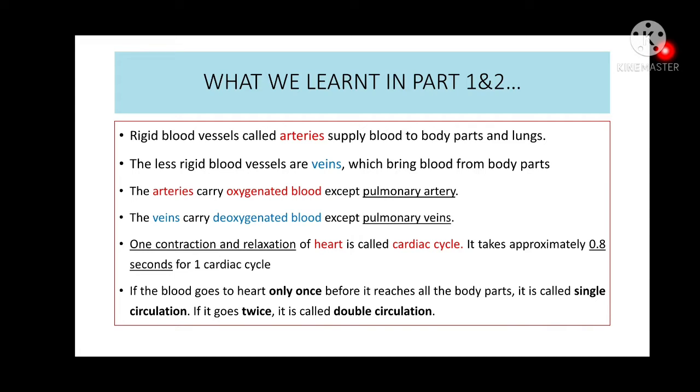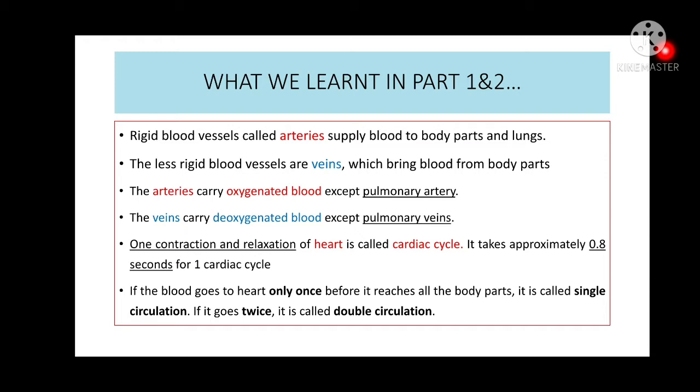Rigid blood vessels called arteries supply blood to body parts and lungs. The less rigid blood vessels are veins, which bring blood from body parts. The arteries carry oxygenated blood except the pulmonary artery. The veins carry deoxygenated blood except the pulmonary vein. One contraction and relaxation of the heart is called the cardiac cycle. It takes approximately 0.8 seconds for one cardiac cycle.